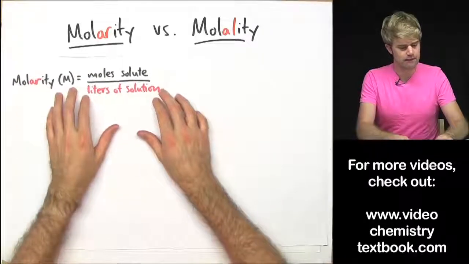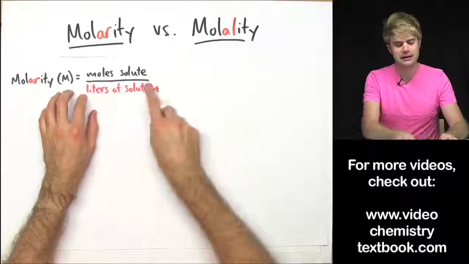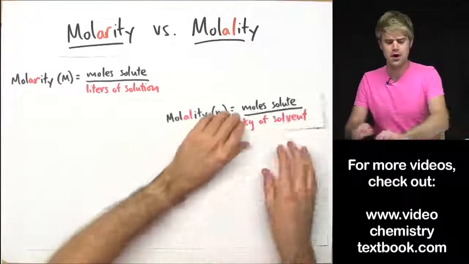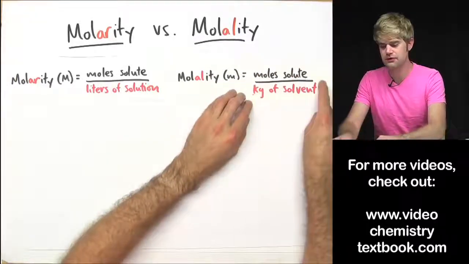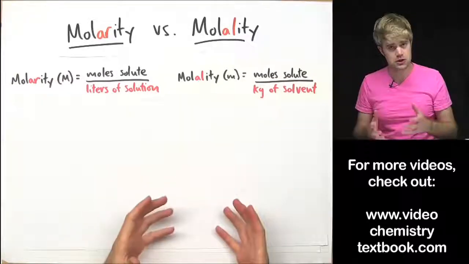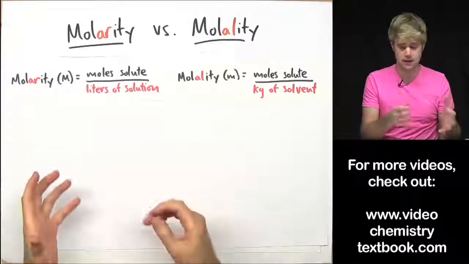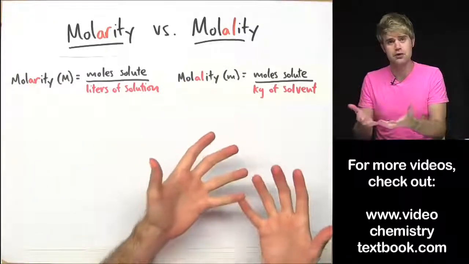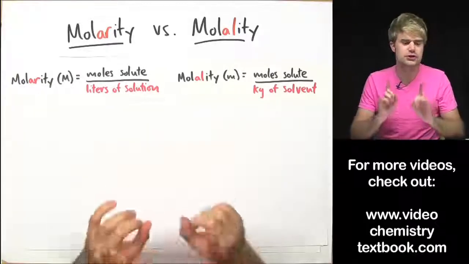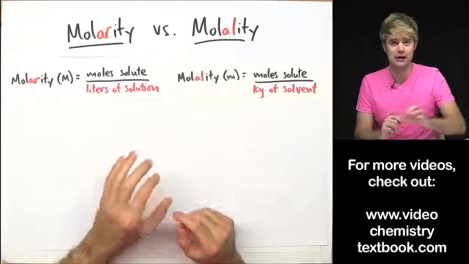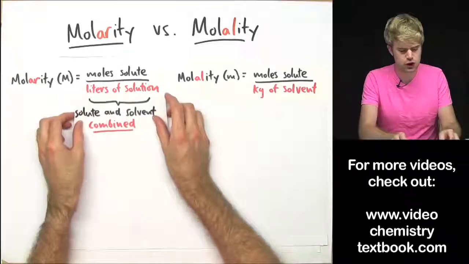So molarity is defined as the number of moles of solute you have divided by the liters of solution that you have. Molality, on the other hand, is also the moles of solute that you have, but it's divided by the kilograms of solvent. So molarity is about liters, the amount of space something takes up, whereas molality is about mass, how much something weighs. But there's a more subtle difference between molarity and molality that always trips people up, and teachers and textbooks love to quiz you on it.